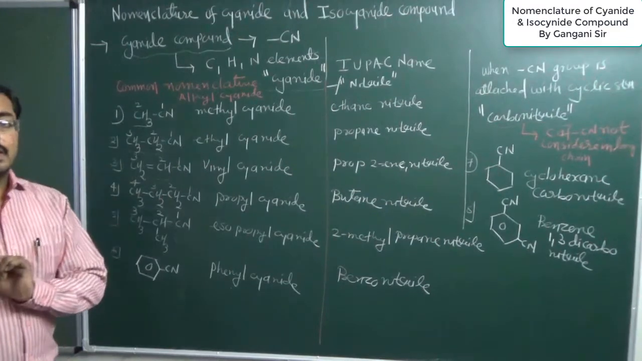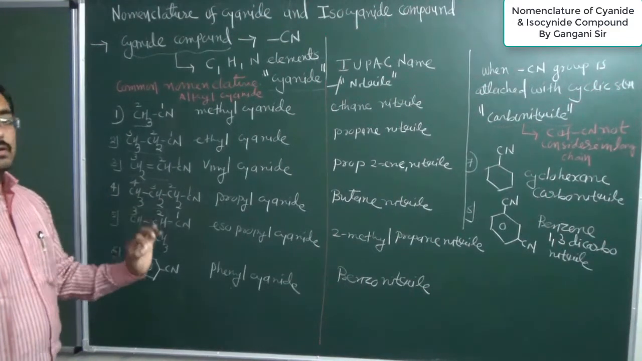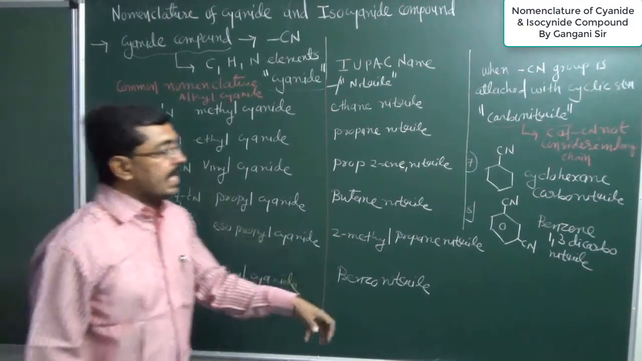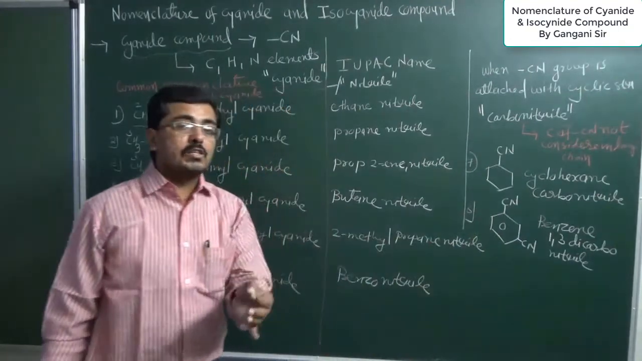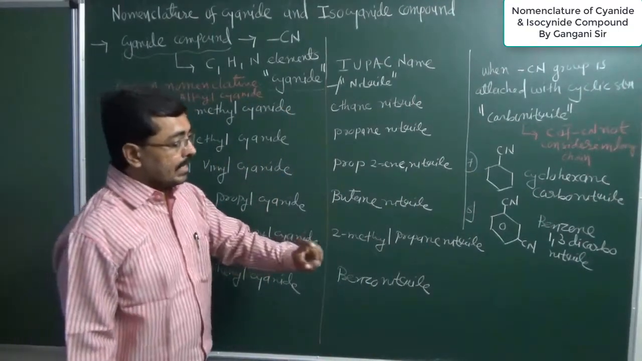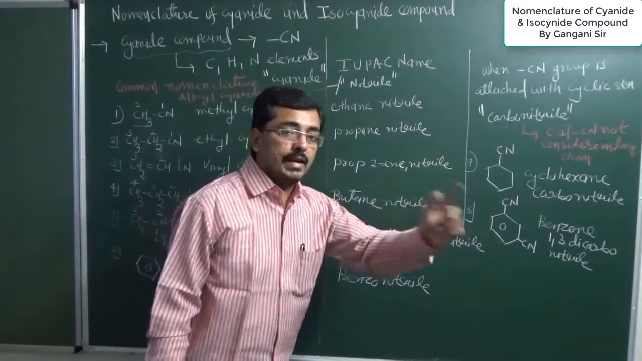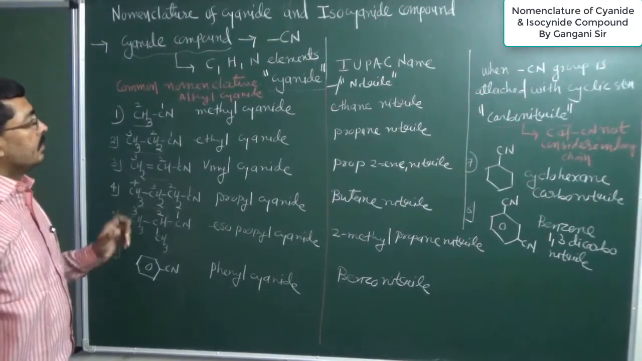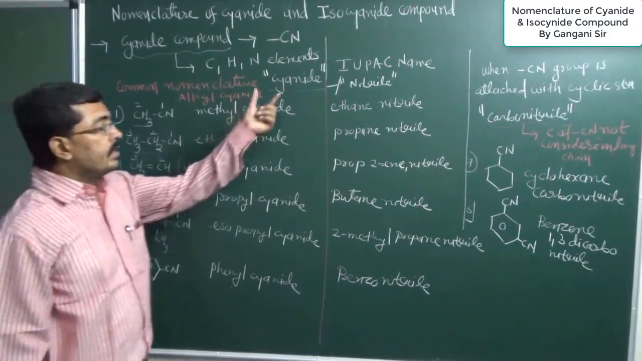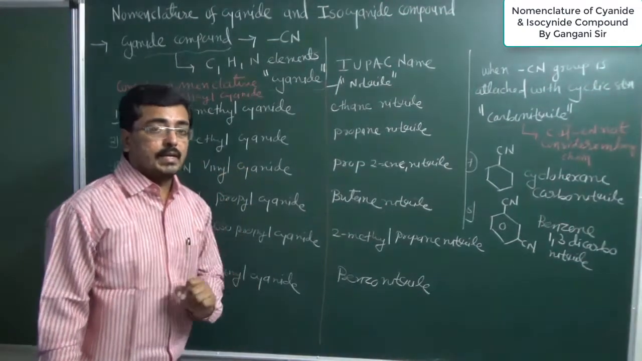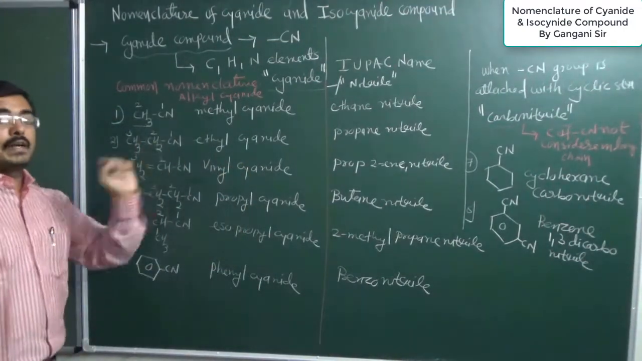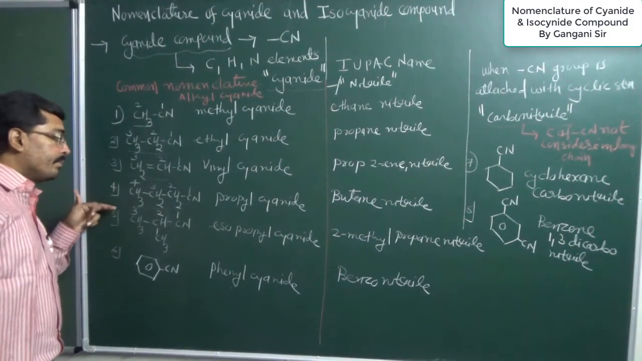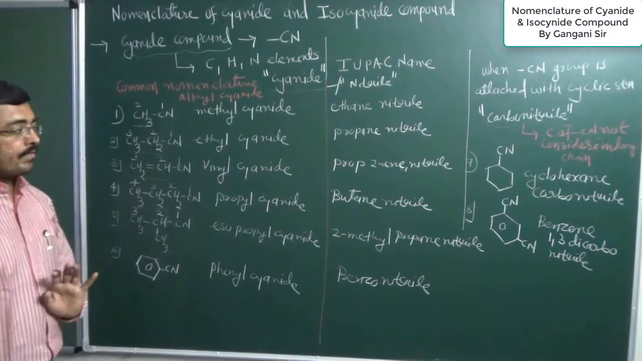Two most important things in our today's discussion: if CN is attached with a cyclic structure, then for nomenclature we use the word carbonitrile, and the carbon of CN is not considered in a long chain. For common nomenclature of alkyl compounds, we use the word cyanide, and when we use the word cyanide, the carbon of CN is not considered in a long chain. So the names of these structures: methyl cyanide, ethyl cyanide, vinyl cyanide, propyl cyanide, isopropyl cyanide and phenyl cyanide.